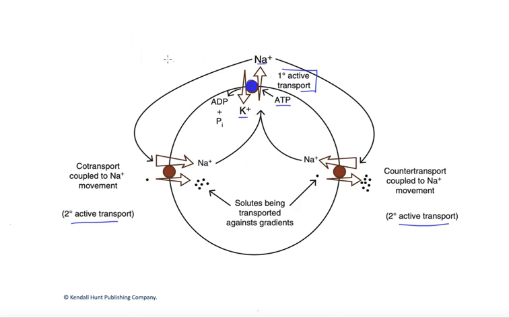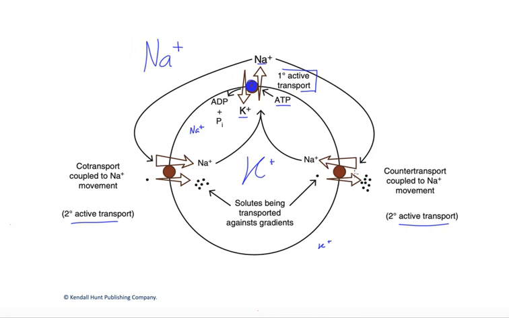And what this does is generates a gradient for sodium where the sodium is higher in concentration outside than inside, and vice versa for potassium. We put a big K on the inside and a little one on the outside to indicate those concentrations. Now, if we focus on sodium for a minute, what that means is that sodium would tend to diffuse down this gradient from high outside to low inside if it were given a pathway.